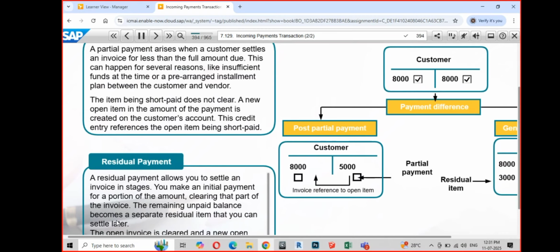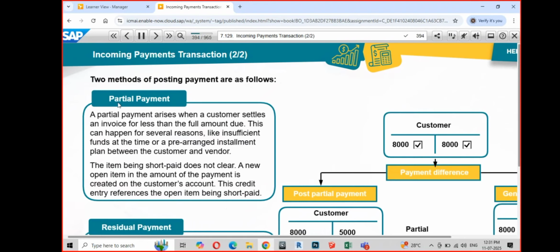So in 99 cases out of 100, we do not follow the residual payment. We as consultants always ask the implementing partner to follow the partial payment methodology and not the residual payment methodology. Normally, 99 out of 100 times. Clear?